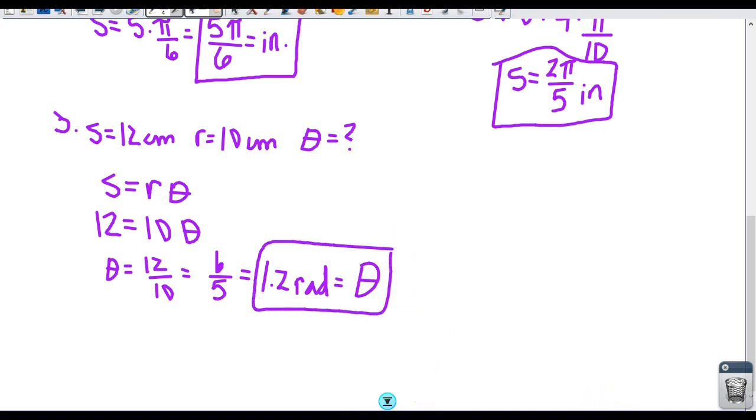We good? Any questions? Simple formula. You substitute in what you know. Make sure you're in radians. Y'all can handle this, okay?